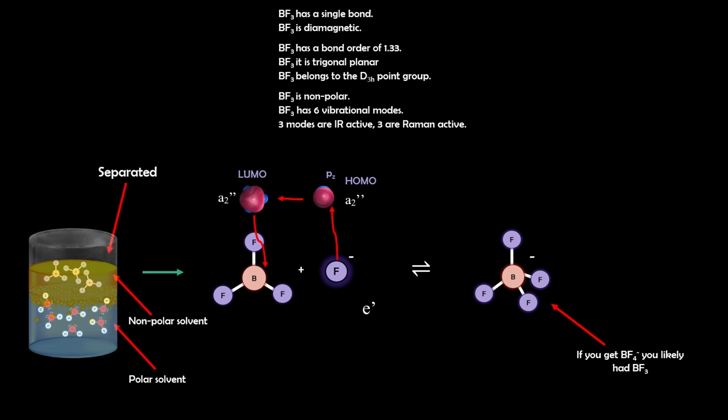So from the molecular orbital diagram and symmetry analysis, we can conclude BF3 has 3 BF sigma bonds. BF3 is polyatomic. It has a bond order of 1.33. It's trigonal planar. It belongs to the D3h point group, is nonpolar, and it has 6 vibrational modes, and its vibrations are both IR and Raman active. This makes BF3 a useful comparison to the earlier examples. So by comparing these molecules, we can see how changing the molecular symmetry changes molecular orbitals, polarity, reactivity, and spectroscopy.